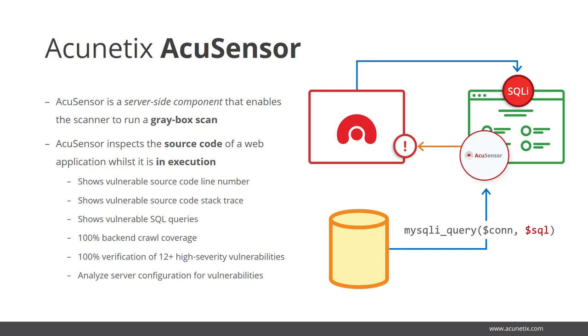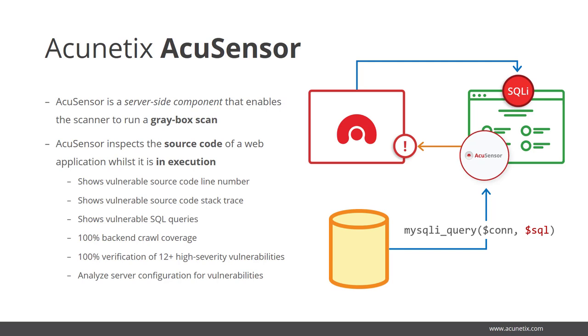Acusensor brings both testing methodologies together, and as a result can provide a more accurate and comprehensive scan. Since the sensor has knowledge of the backend system, it can also find vulnerabilities which a black box scanner cannot. Acusensor improves a scan by providing increased vulnerability information, such as the source code line number, and even a stack trace and queries affected by SQL injection.